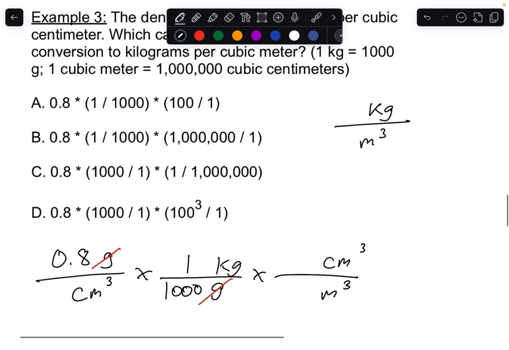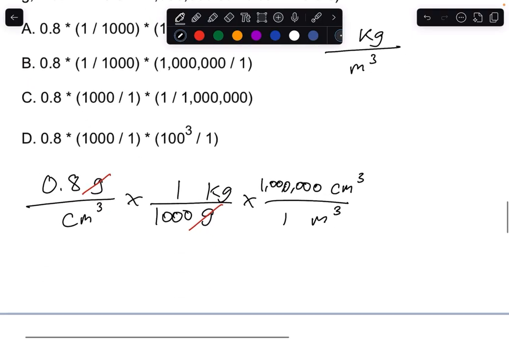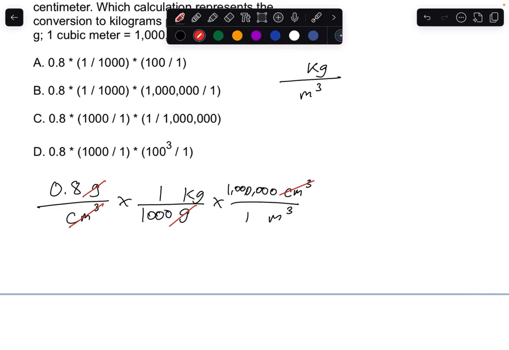And they tell us that 1 cubic meter is 1,000,000 cubic centimeters. Wow, that's very cramped. I'm missing a 0 there. 1 cubic meter is 1,000,000 cubic centimeters. Better news, centimeters cancel. You're left with just a kilogram over a meter cubed, which we can line up now as the top of the fraction, 0.8 times 1 times 1,000,000. 0.8 times 1,000,000.